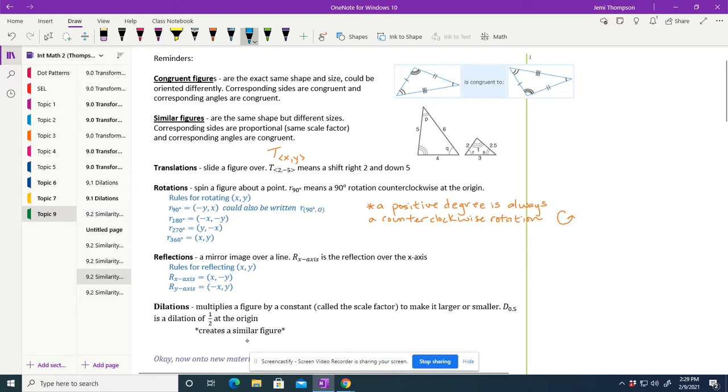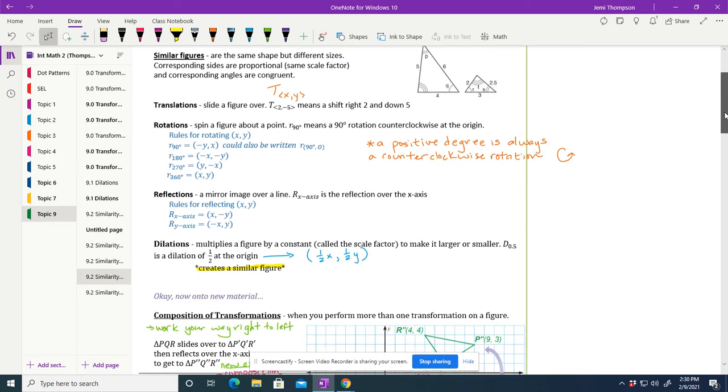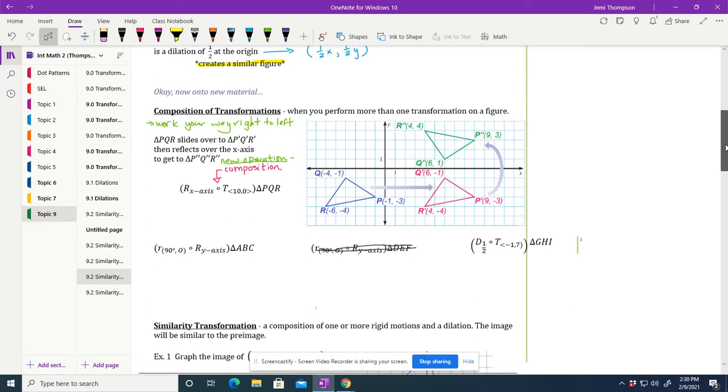So as long as I'm doing it at the origin, that means that to get my new x coordinate, I would take half. To get my new y coordinate, I would take half. Right? So again, a good note here, it creates a similar figure. The other ones create congruent figures. All right, so that's a brief overview of what we need going into this section.